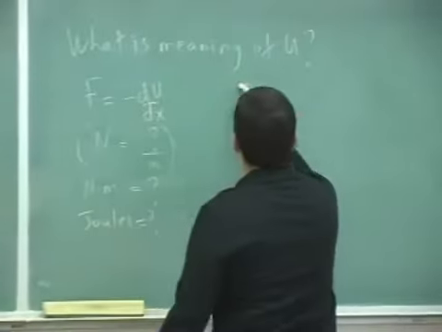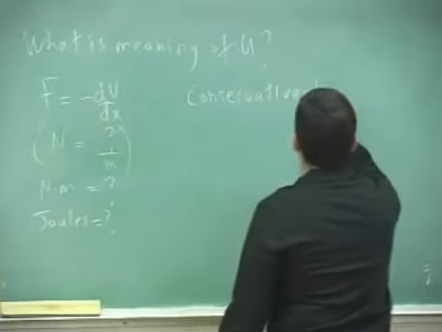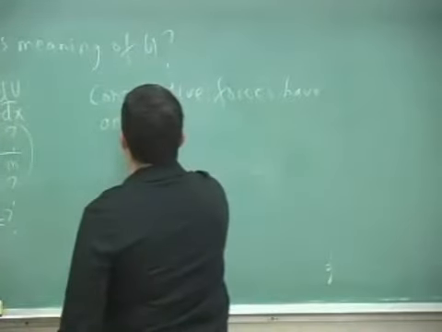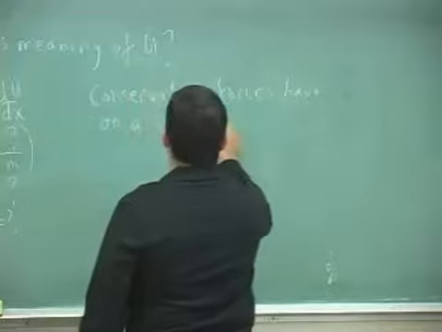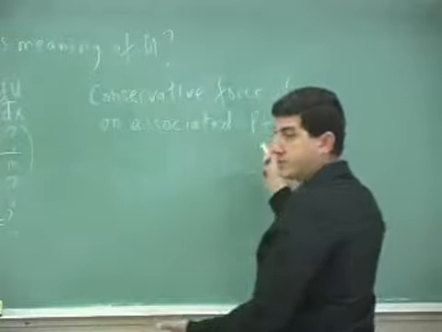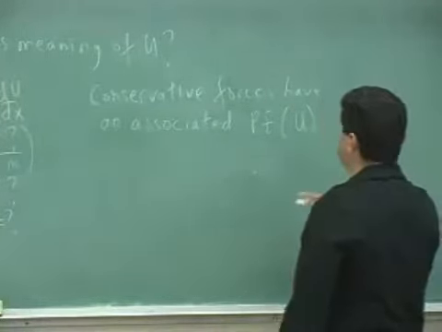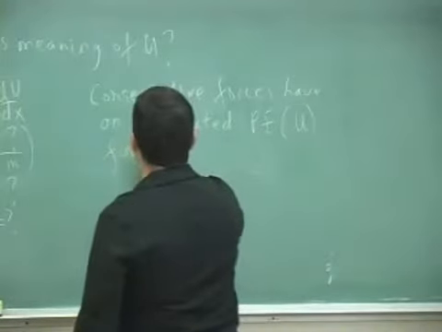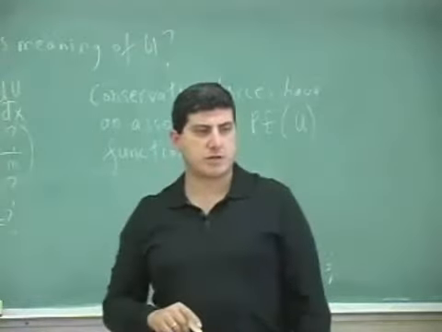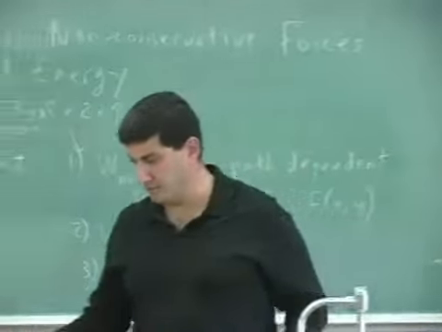So conservative forces have an associated potential energy function. Potential energy, sometimes it's written as PE, sometimes it's written as U. Conservative forces have an associated potential energy function. Okay, now let's go one more step beyond that. So what? Big deal. What does that mean?